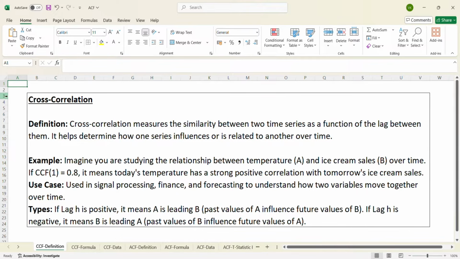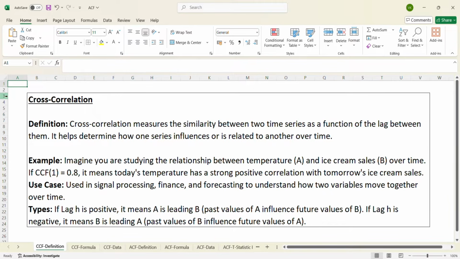So if you want to study the relationship between temperature, which is your variable A, and how much ice cream gets sold in a city, which is your variable B, what you need to understand is that today's temperature may not directly impact the sales of ice cream today. People will feel warm, hot, so it's good to go and have ice cream, but not necessarily will today's temperature have an impact on sales of ice cream today itself. What it will do is have an impact on sales of ice cream maybe tomorrow or the day after tomorrow. There will be a lag.